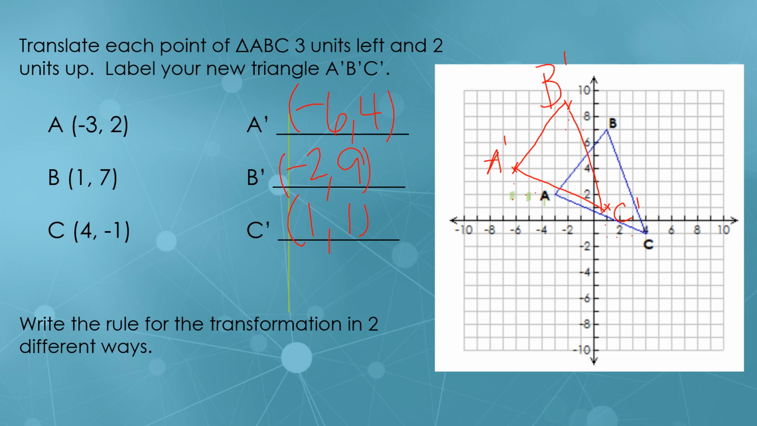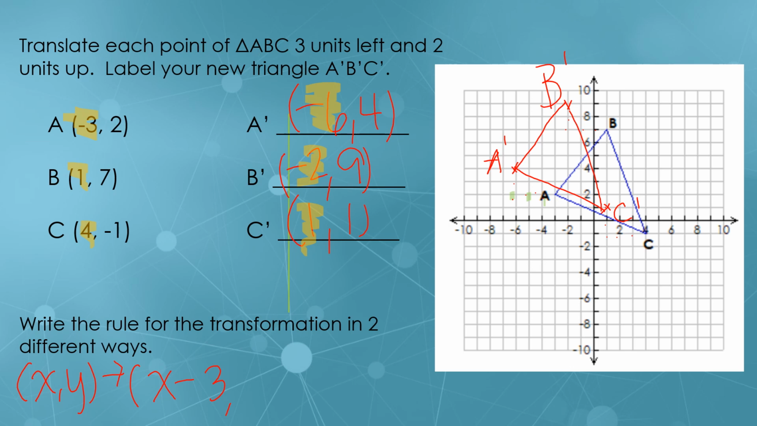So when we write our rule in coordinate notation, we'll always start with XY maps, and then what happened to the X values. If you look at the X coordinates, they went from -3 to -6, or 1 to -2, or 4 to 1. All of the X coordinates decreased by 3. That's because you went left 3, so your H is -3.